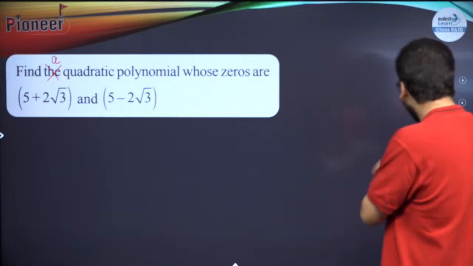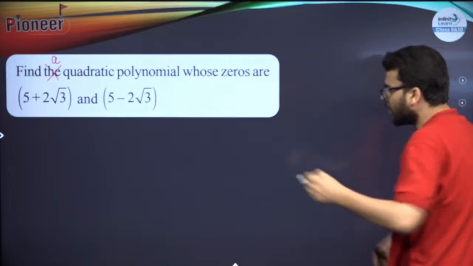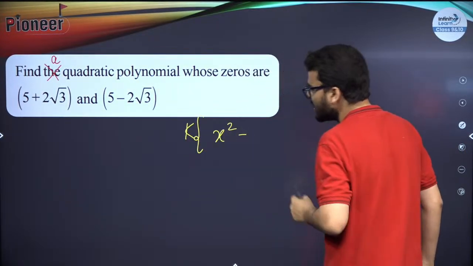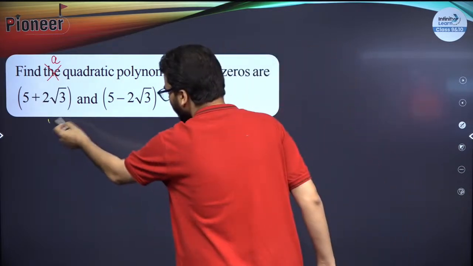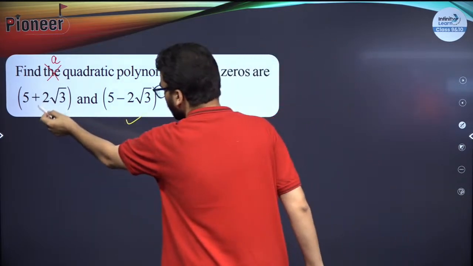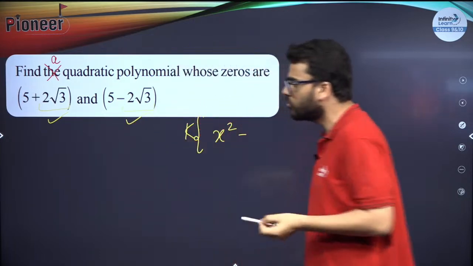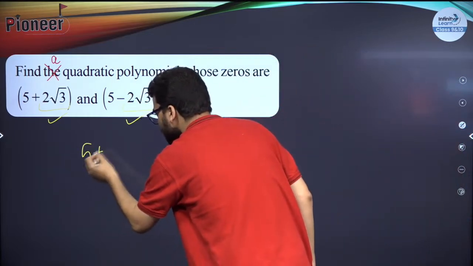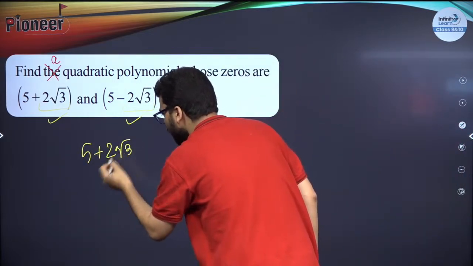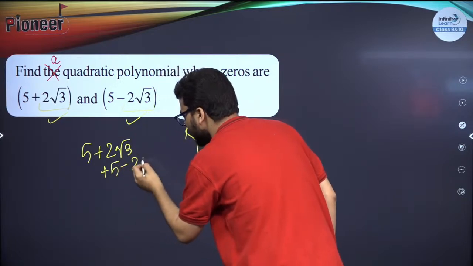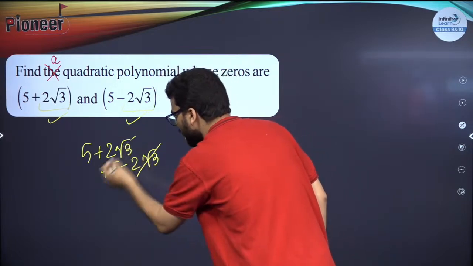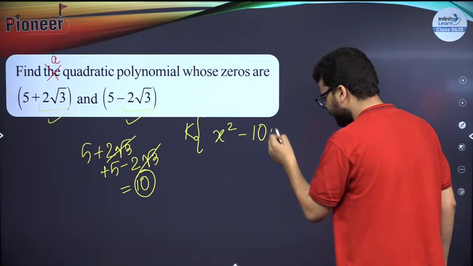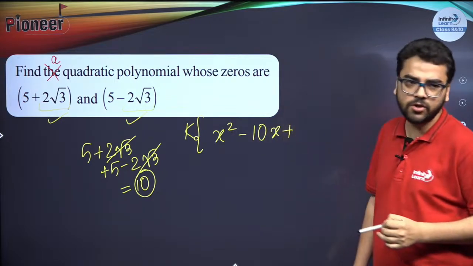Okay. So a quadratic polynomial whose zeros are this will be what? It can be k, any non-zero real number, into x square minus sum of the zeros. So if you add these zeros, what will happen? Plus root 2 and minus root 2 will cancel, and 5 plus 2 root 3 plus 5 minus 2 root 3, so I can cancel out 2 root 3 over here, guys. So that will give us 10 only. Clear? So x square minus 10x over here, plus product of these zeros.